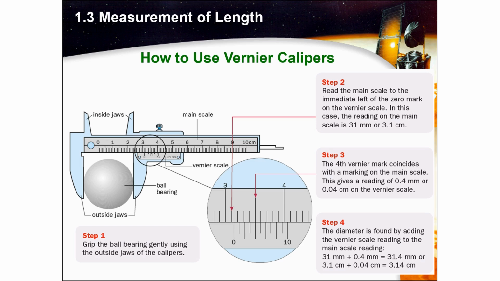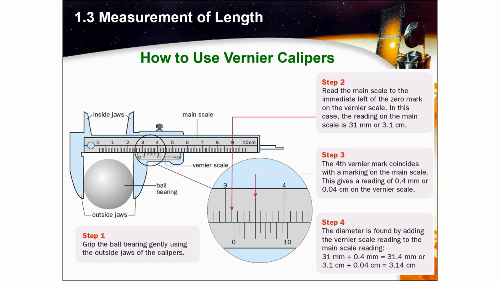Okay. So step one, you grip the ball bearing gently using the outside jaws. Okay, and then you can count this one. Step two, read the main scale to the immediate left. Okay, immediate left. See which one it falls on. That means it is 3.1. You can see 3.1 in step 2.